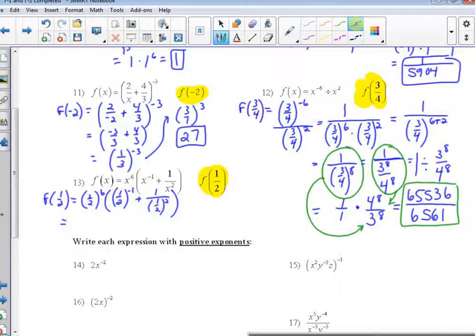So 1/2 to the 6th is the same as 1 to the 6th over 2 to the 6th, times, now 1/2 to the -1 is the same as 2 over 1 to the +1. Flip that and it makes the exponent positive. And then this is going to be 1 divided by 1/4, which is going to be that fraction flipped. So it's going to turn out to be 4 over 1.